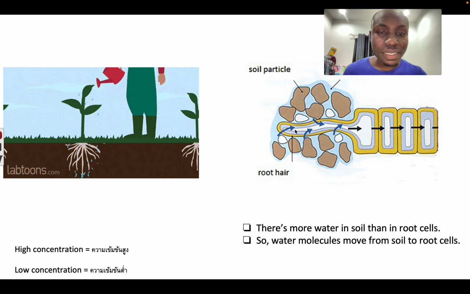Around the root cells there is a lot of water. There is high concentration of water. And inside the cells there is low concentration of water molecules. So what happens? The water molecules will move from high concentration to low concentration area, inside the cell. Again, outside we have more water. Inside the cell we have less water. So water will move from the area with more water to the area with less water.